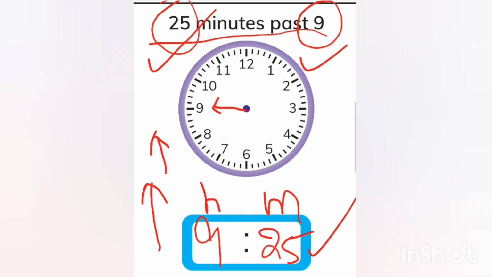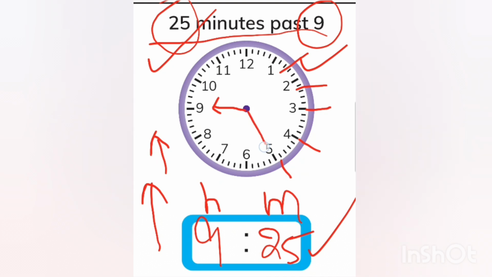And now we have to find the 25, and we have to use the table of 5, so that we can come to know where 25 is on the clock. 5 1 is 5. 5 2 is 10. 5 3 is 15. 5 4 is 20. And 5 5 is 25.